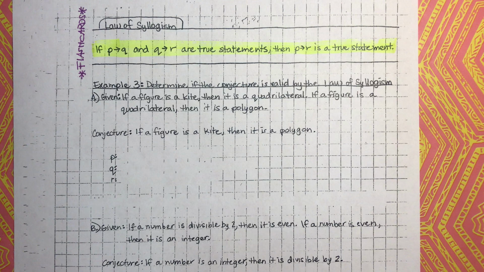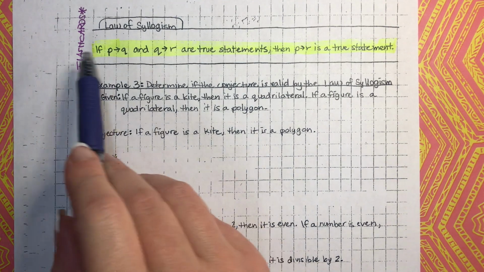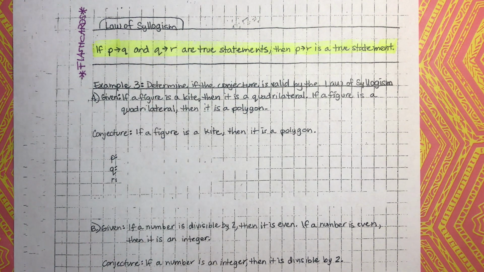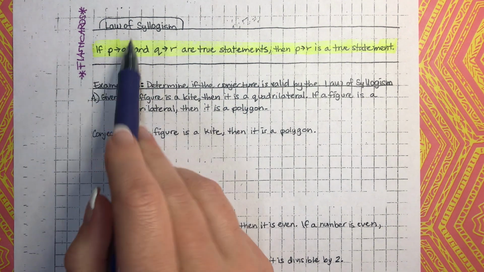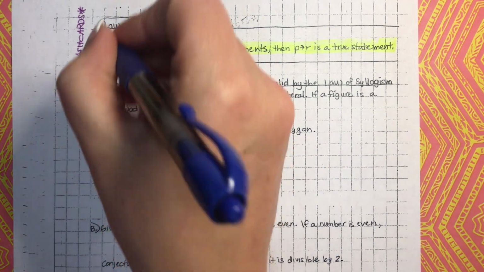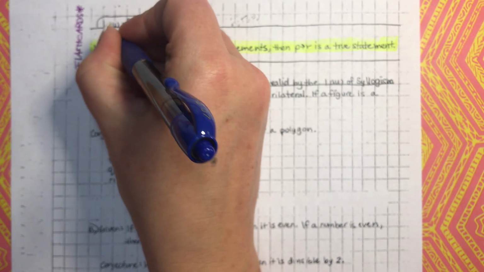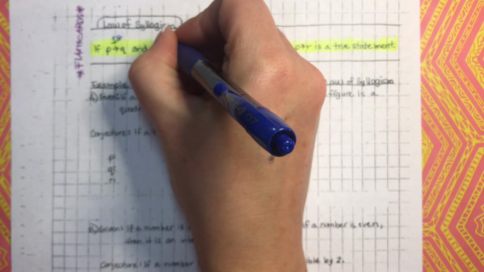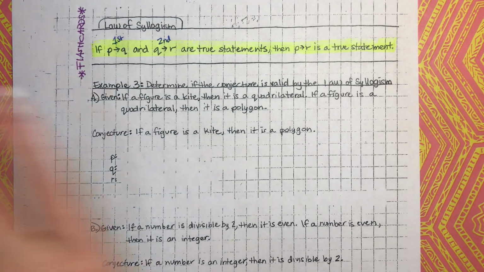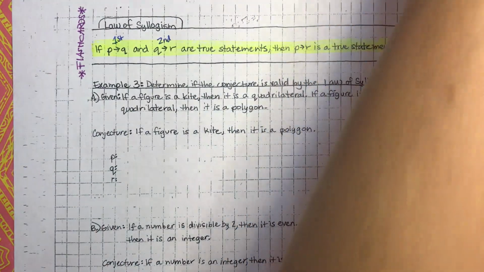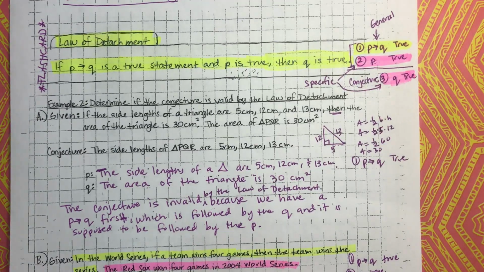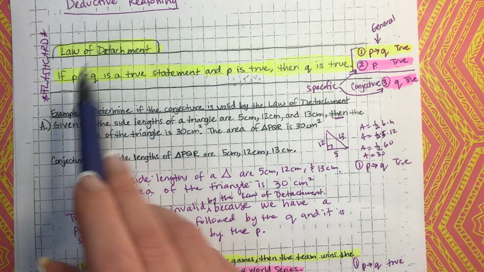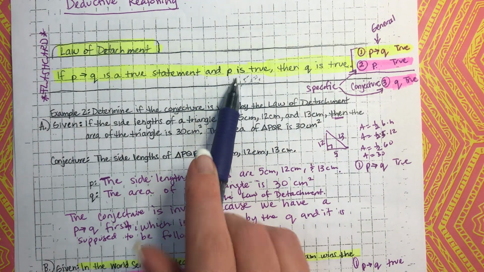The first thing: it says if P to Q and Q to R are true statements. What that tells you is that this is a conditional statement, our first conditional statement, and then we're going to have a second conditional statement. That is different than the law of detachment. We did not have two conditional statements. We had one conditional statement, and then the next sentence only talked about the hypothesis.